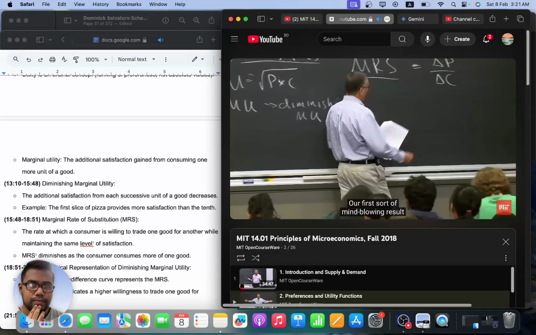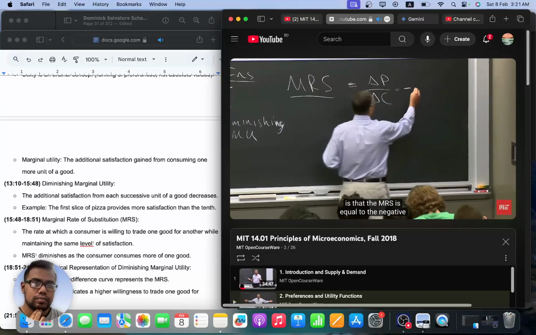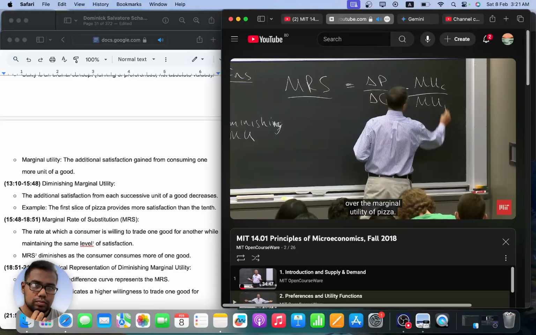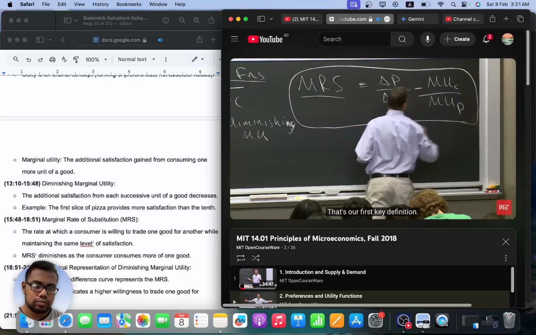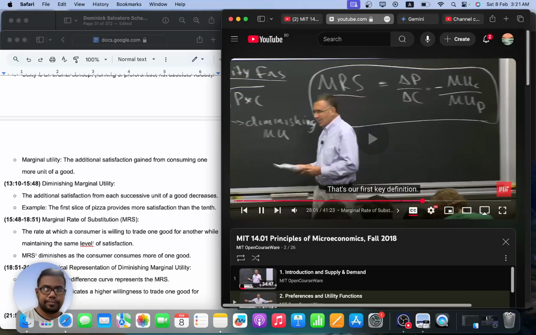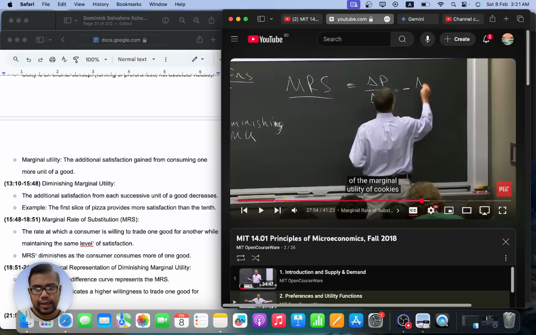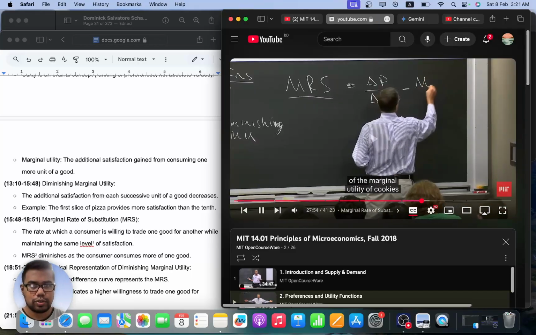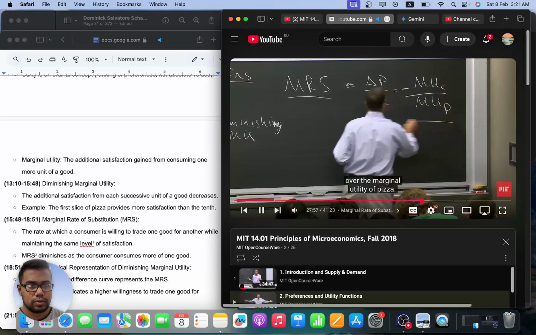Our first sort of mind-blowing result is that the MRS is equal to the negative of the marginal utility of cookies over the marginal utility of pizza. That's our first key definition. It's equal to the negative of the marginal utility of cookies over the marginal utility of pizza.